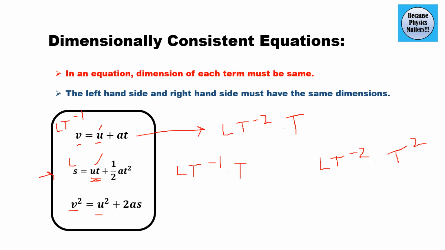Here v is the speed, so LT minus 1 and the whole square. Similarly, this u is also LT minus 1 whole square. So obviously these two are the same. But when I talk about this last term, a into s, a is LT minus 2, the acceleration, and s is the distance L. So that again will be LT minus 1 whole square. So in that way, now you know that if you want to check the validity of an equation, the simple way is to check the dimensions of all the terms and also both the sides. If the dimensions are correct, that means the equation is valid.